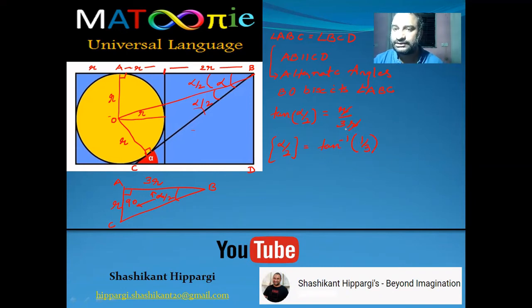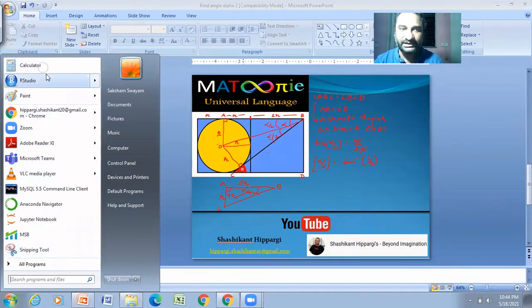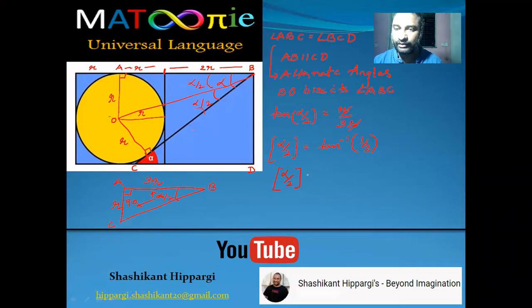Okay, so simple. The only thing is that you need to find out what is tan inverse of 1 by 3. So we'll go for the calculator. If I open the calculator, 1 divided by 3 is equal to, and the inverse of this is 18.43. So the value of alpha by 2 is equal to 18.43 degrees. Then what is alpha equal to? Alpha will be 2 multiplied by 18.43, so around 36.86 degrees is the angle alpha.